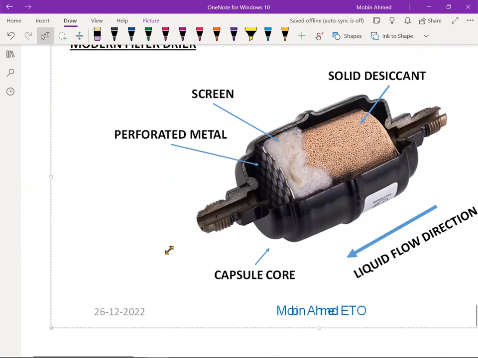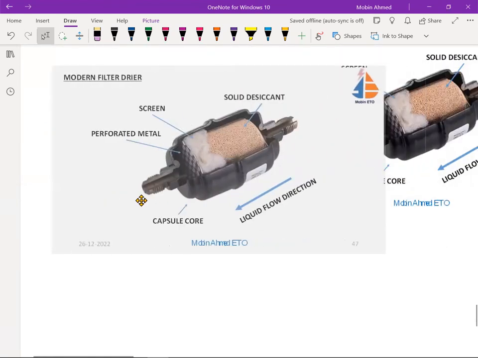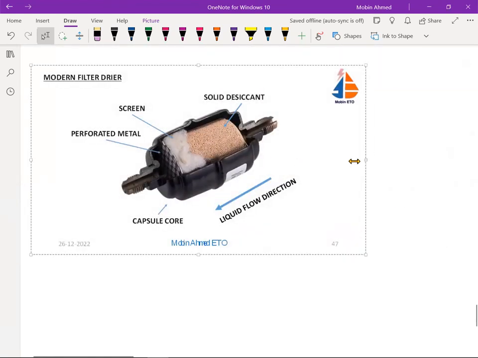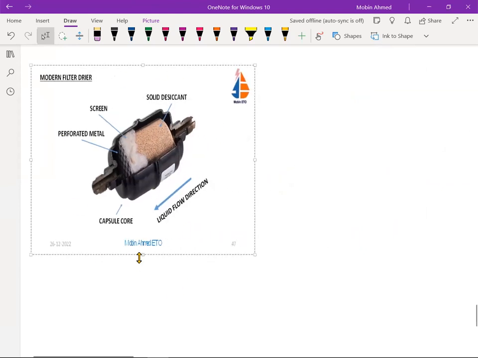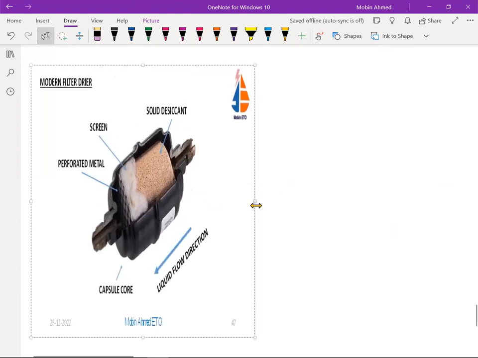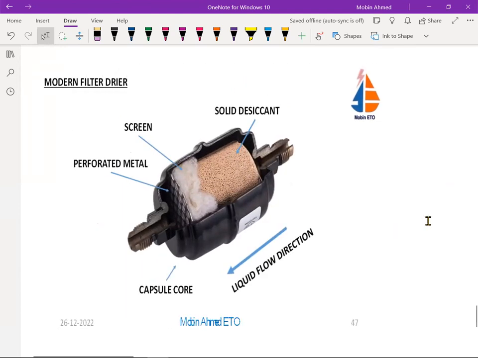You can see this is the module. Nowadays you cannot replace anything. You need to change this full module itself. Okay, this full module you need to change. So this is the solid desiccant, that is what I was talking about. This is the desiccant. So you need to change this module itself. Now here, this is going to absorb.